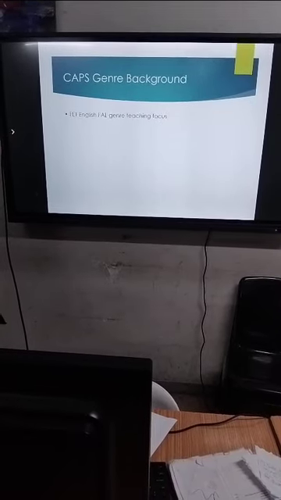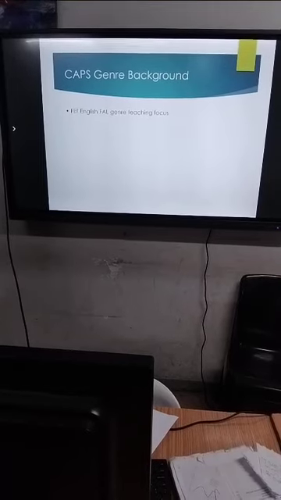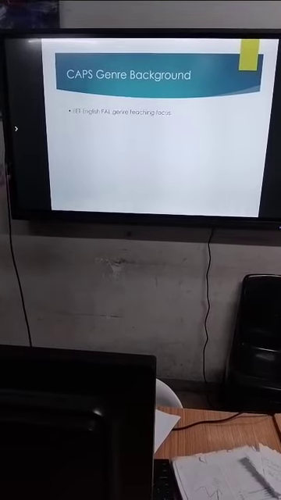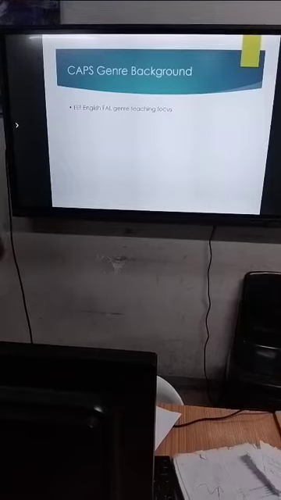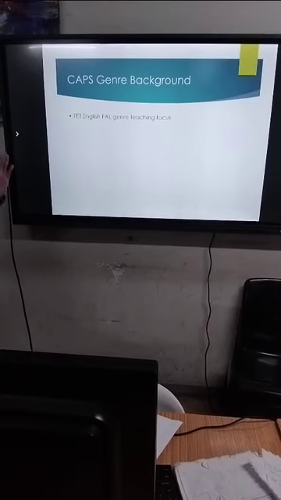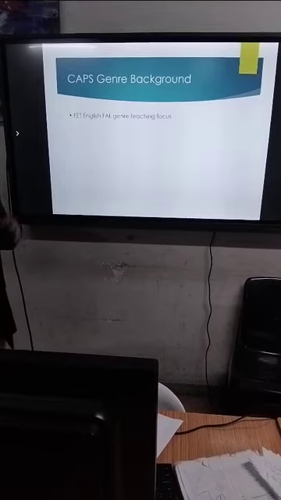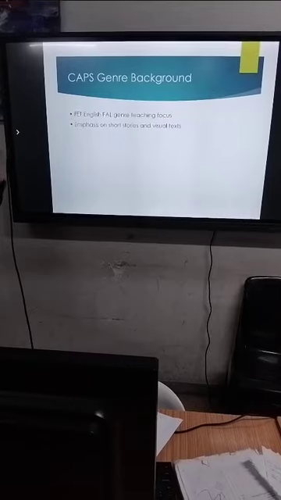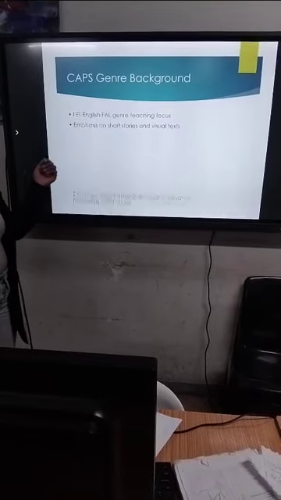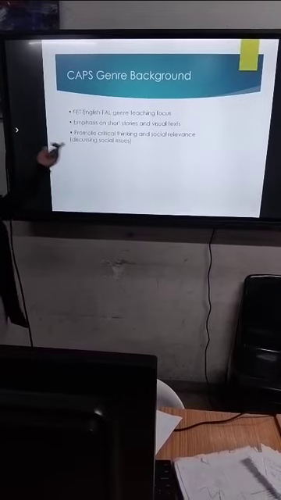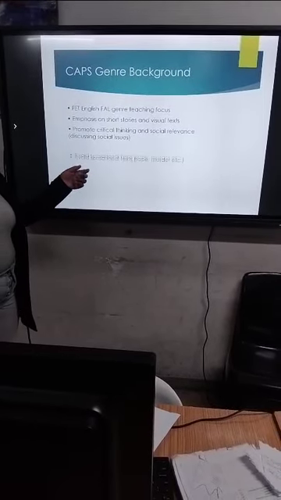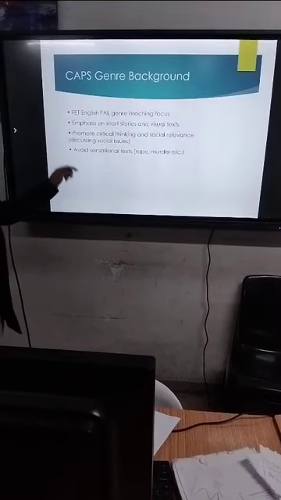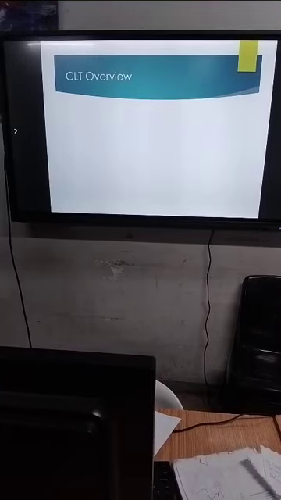Okay, so CAPS gender background. What does CAPS say about teaching different genres? So CAPS encourages genre teaching in the FET phase. CAPS says that learners should be exposed to a variety of texts in the FET phase. It puts emphasis on short stories and visual texts. The curriculum aims to promote critical thinking and social relevance. It encourages teachers to avoid sensational texts like rape and murder and so on.